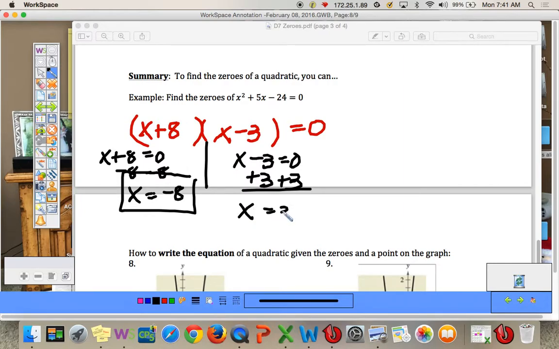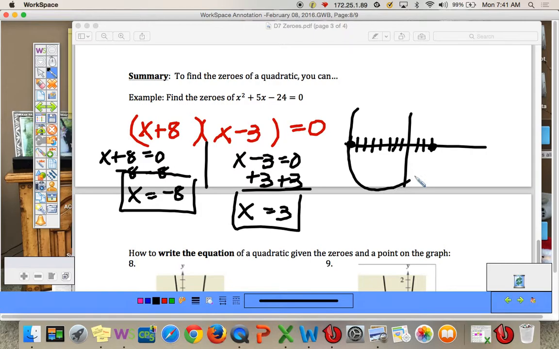So here, if we were to graph this, we would have two zeros, and one of them would be at 3, and one would be at negative 8. 1, 2, 3, 4, 5, 6, 7, 8. And it would look something like this. That's not a very good sketch, but something like that.